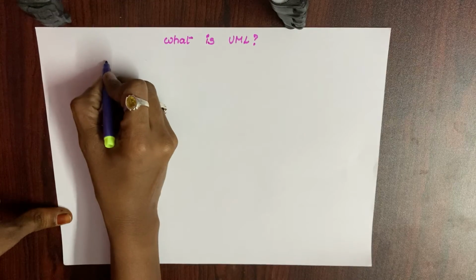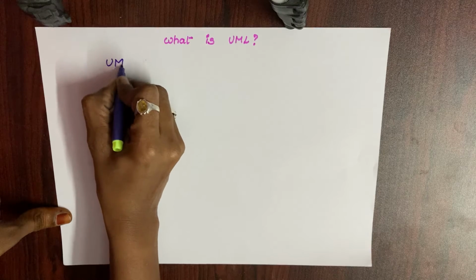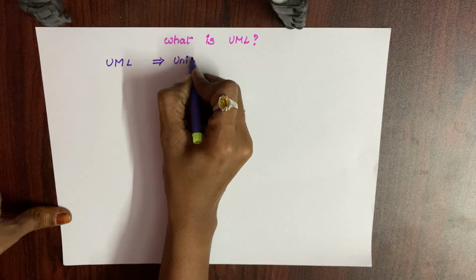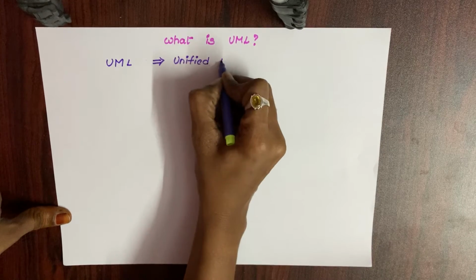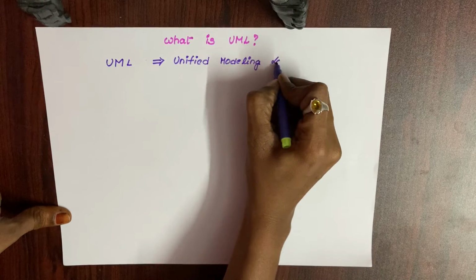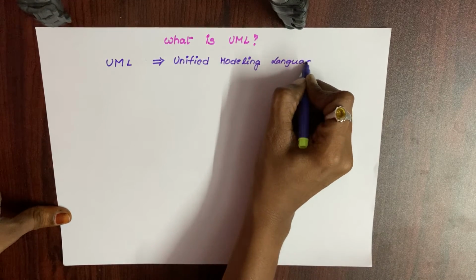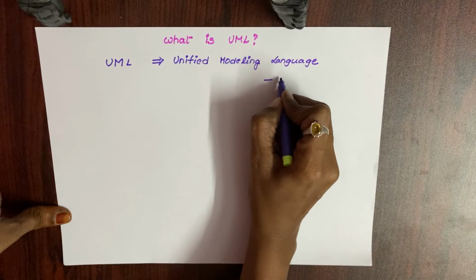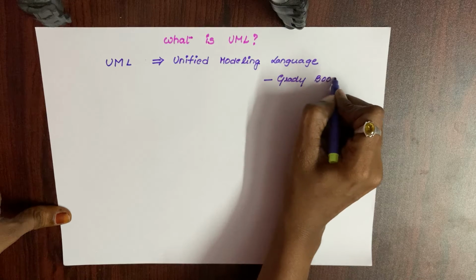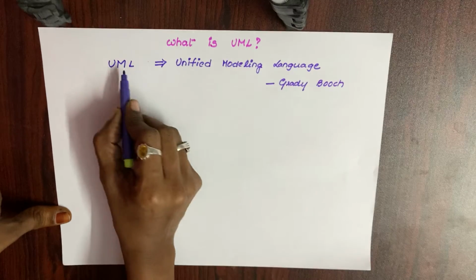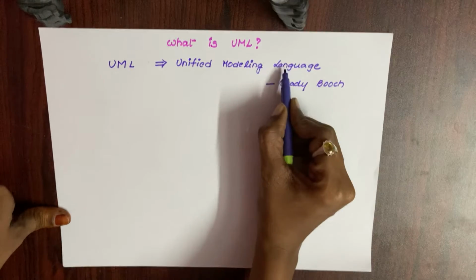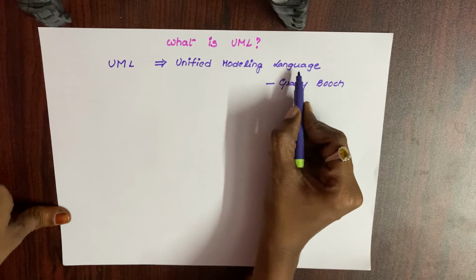Okay, the full form of UML is Unified Modeling Language. It was invented by Grady Booch. UML is a designing language which is used to develop good software.